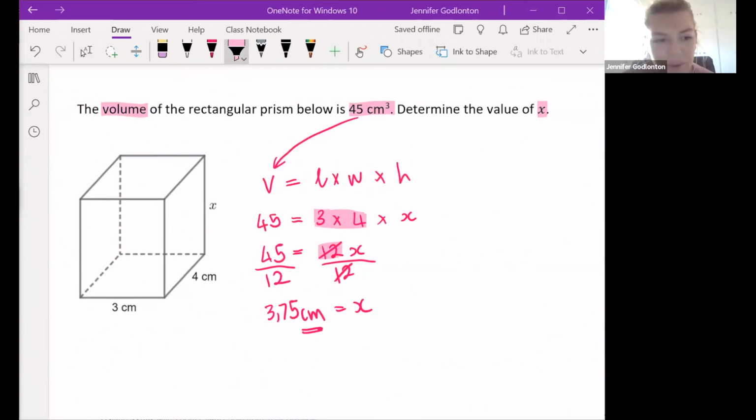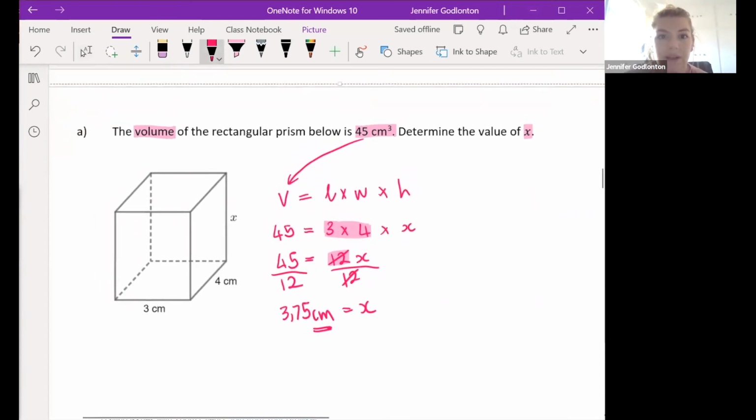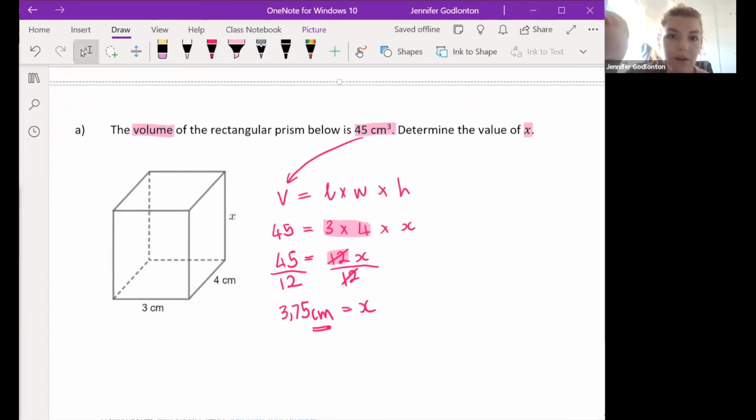Madao, how can I help? Ma'am, why didn't you cube the units? So when we're looking for the length of a side, in this case, we're not looking for volume, we're looking for x, and x is the length of a side. And because it's a length of the side and not volume, it's going to just be a single unit. Oh, thank you, ma'am. Okay.